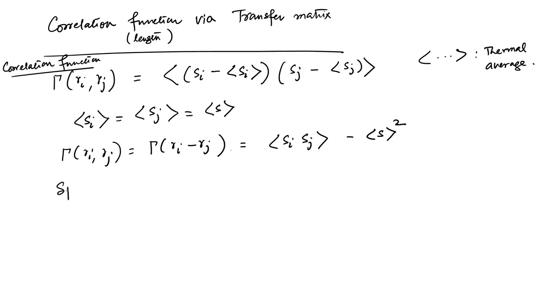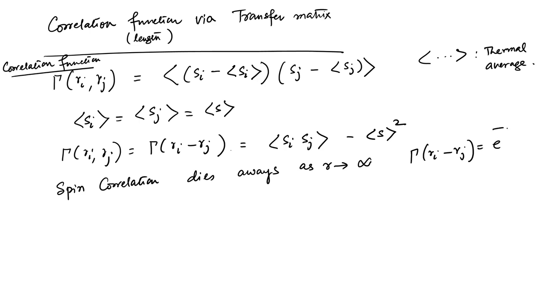So this spin correlation function, we just call it a spin correlation, or you can call it a spin-spin correlation. This actually dies away exponentially, as R tends to infinity, in the sense that if the two spins are very far apart, the usual behavior is that it goes to zero. So we can write gamma of Ri minus Rj as some exponential of minus Ri minus Rj divided by xi, or exponential of minus R over xi, where R is the mod of Ri minus Rj.